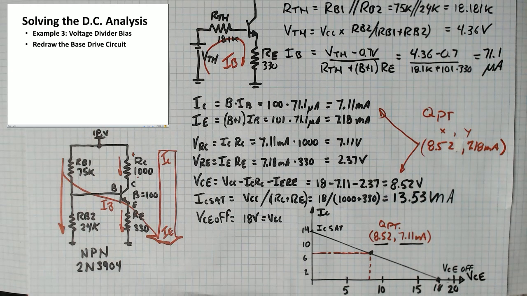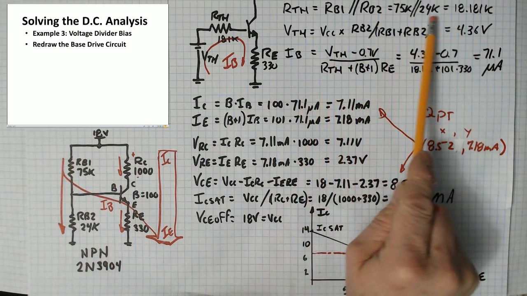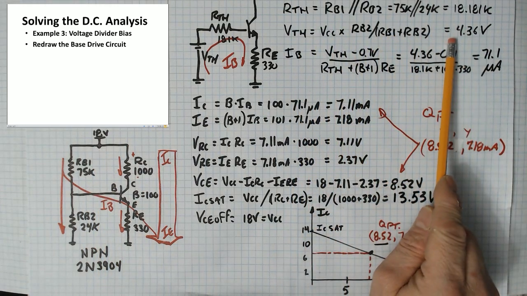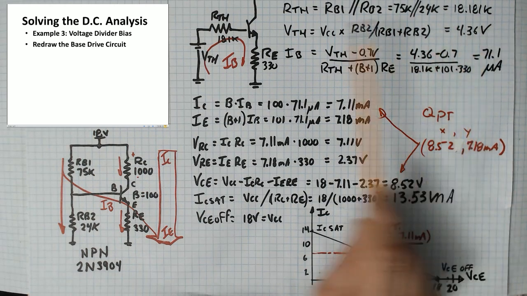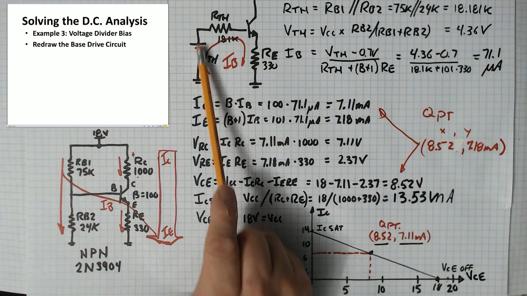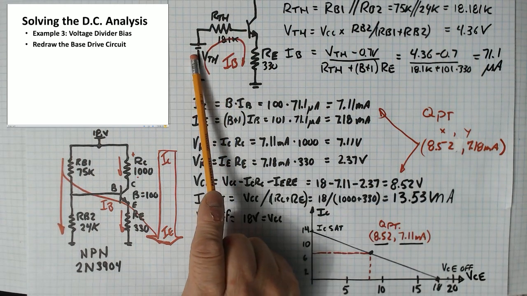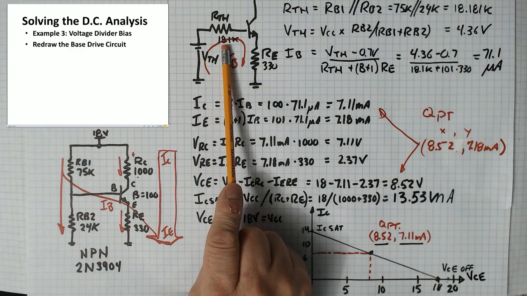The method of solving for the DC analysis is the same as before. We redraw the base drive circuit as a single voltage source and a single resistor, and in order to do that, you have to Thevenize these two resistors. We have two resistors here and one voltage source, and by Thevenizing those out to a single resistor value and a single voltage source, we can now put those values in for the base drive circuit, 4.36 volts and 18.1 K.